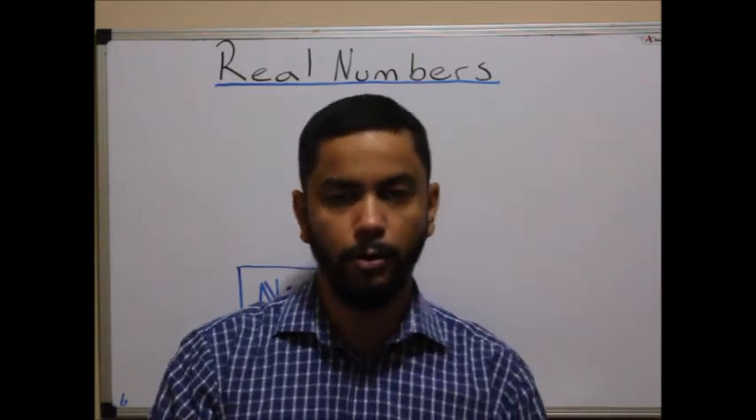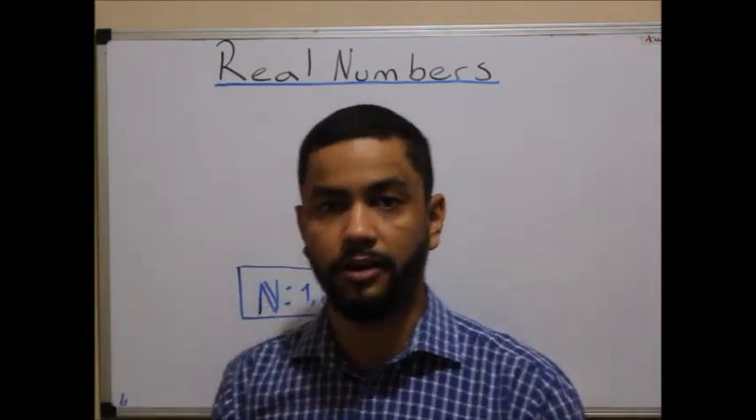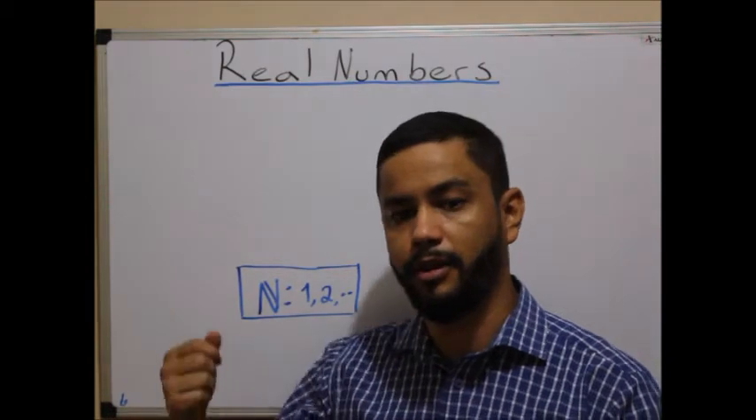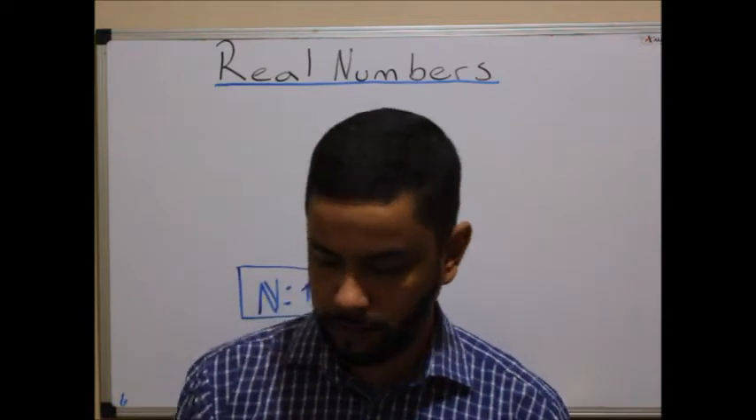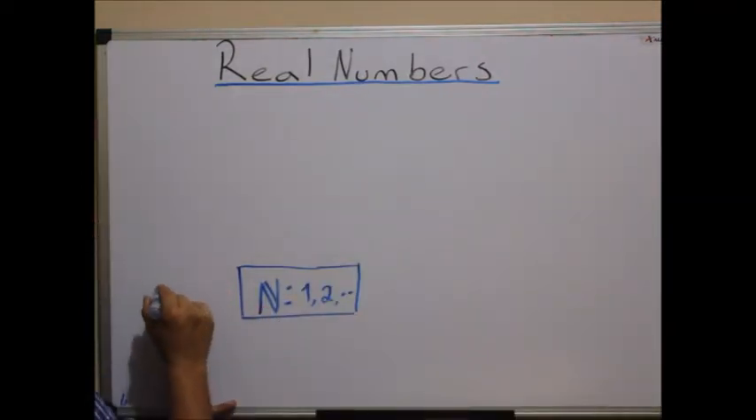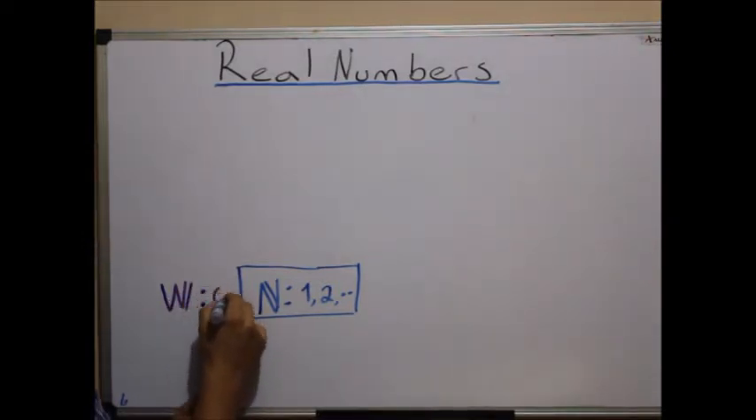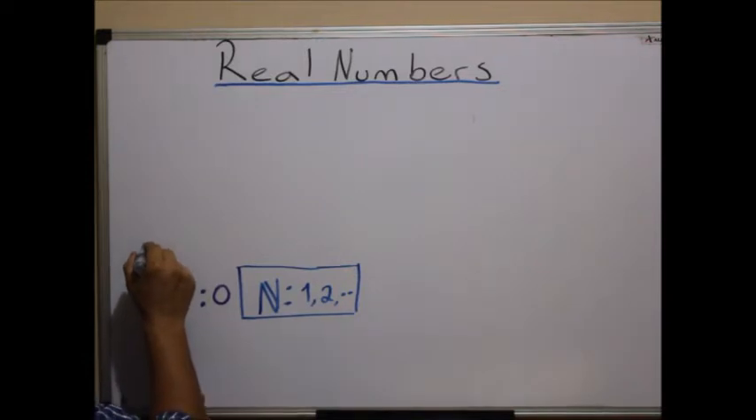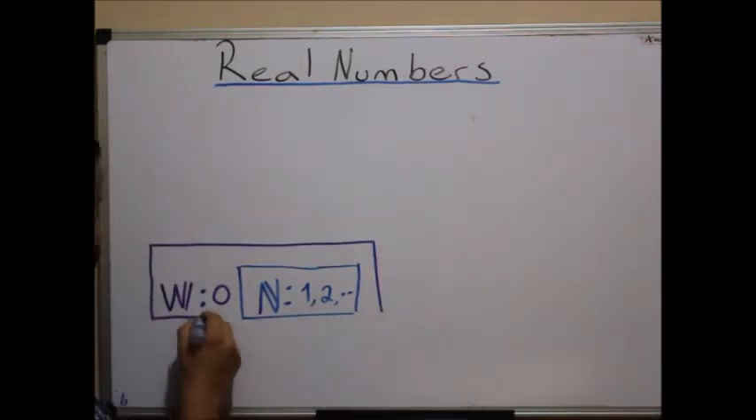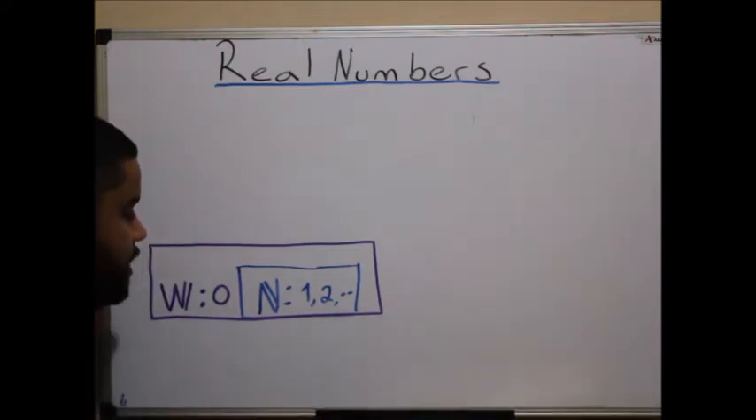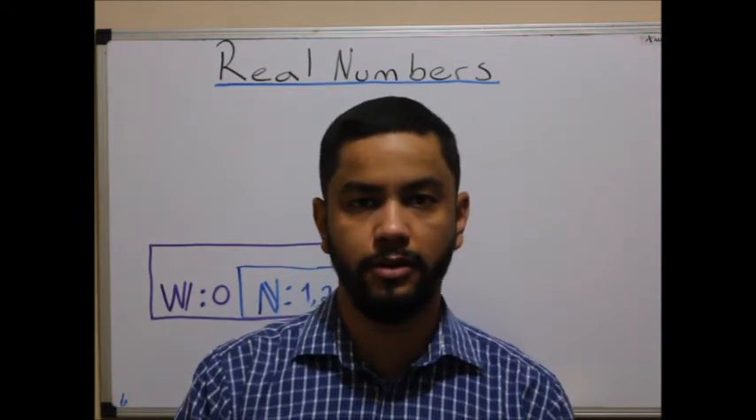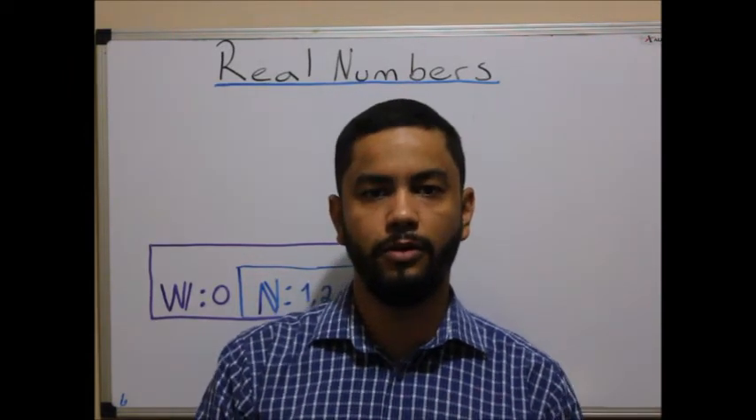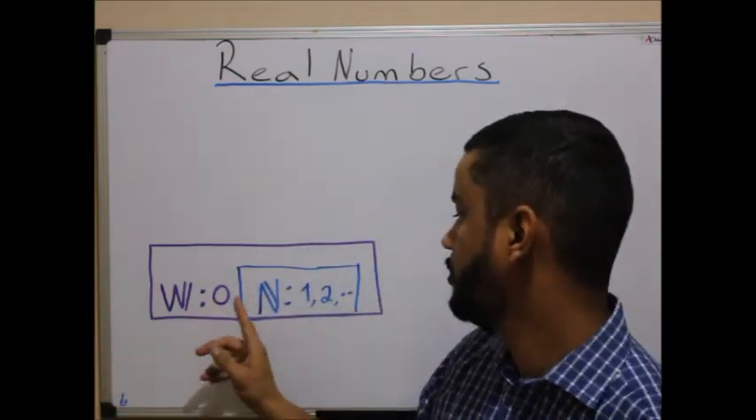Then we learn about the whole numbers. The whole numbers are the natural numbers plus another number, and that number is 0. So we're going to have here whole numbers, a W, and then we add here 0. That set of whole numbers will be holding the natural numbers: 0, 1, 2, and 3.